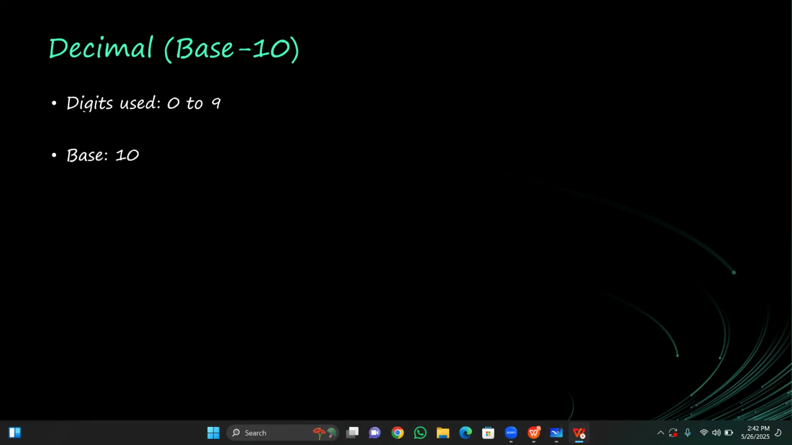So on your keyboard, or when you're writing anything, it is these digits that you actually understand. You don't understand the binary, you don't understand the octal, you don't understand the hexadecimal. So this is the one we use, and it is mostly used in our daily lives.